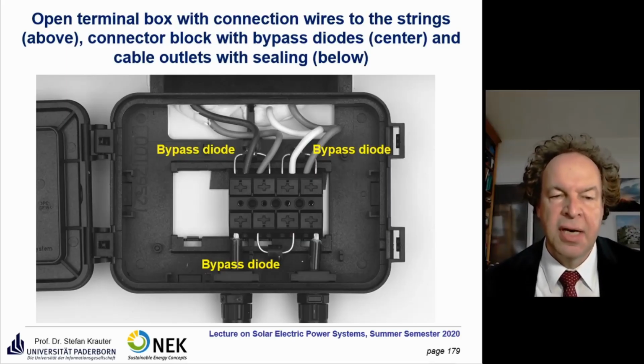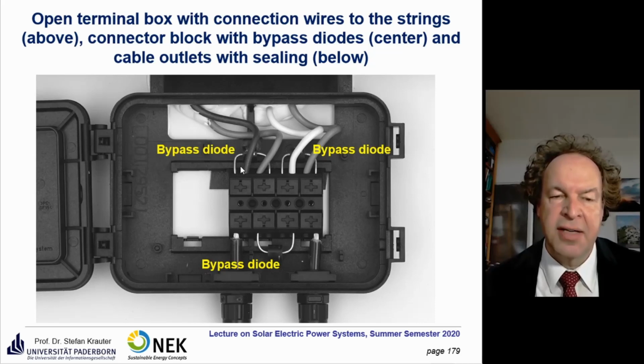Here you see the terminal box with the bypass diodes. This is a module which consists of 6 strings of solar cells. The string starts on the top of the module and then goes down to the bottom, and then is series connected to another string, which goes up.